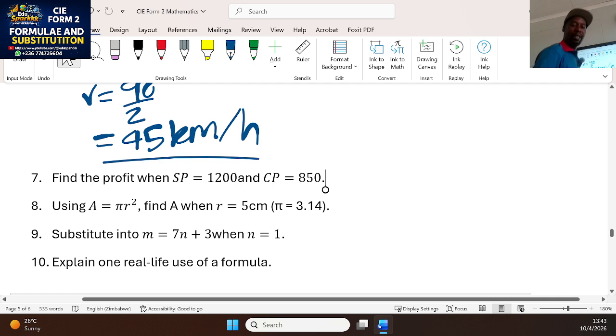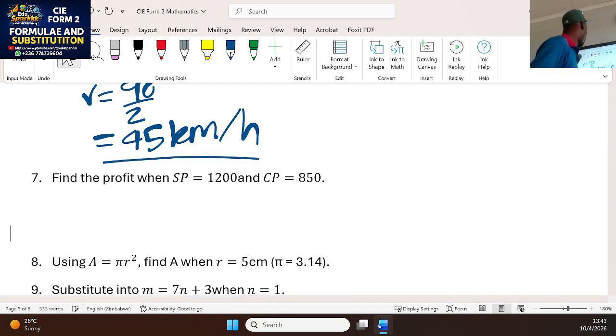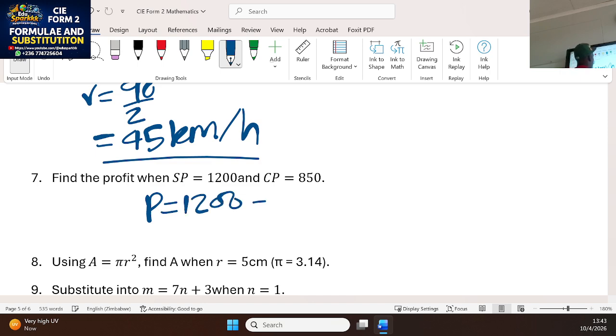Then next, we are interested in calculating profit margin. We'll be looking at SP, or selling price, minus cost price. When we do our substitution there, profit P will be equal to 1,200 minus 850. When we do that calculation, the first part gives us 0, then there we get 350. I think that will be our result for that problem.